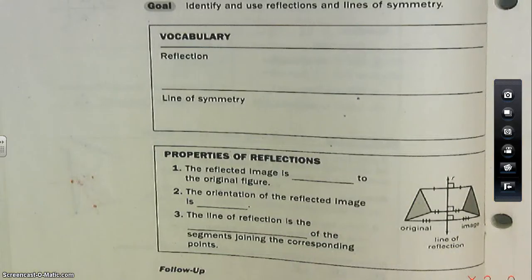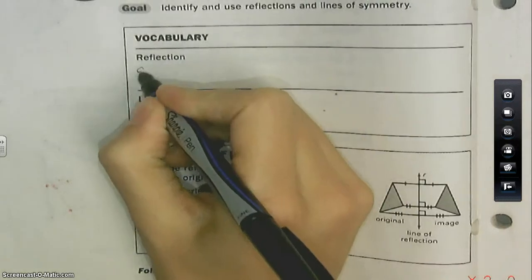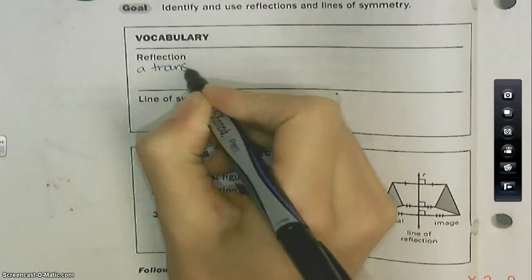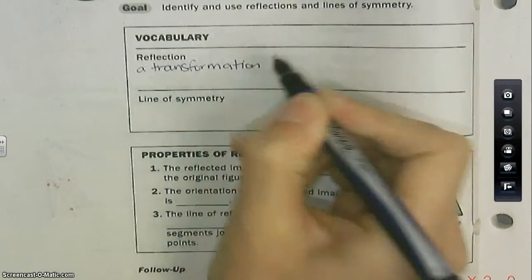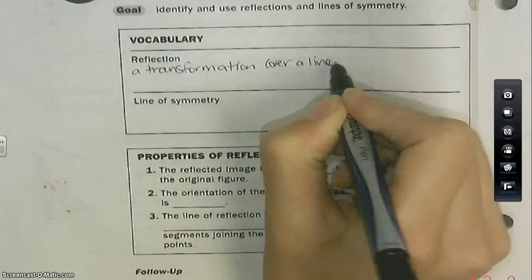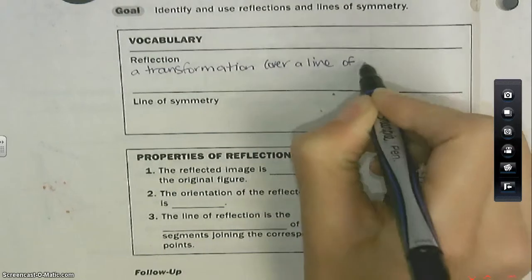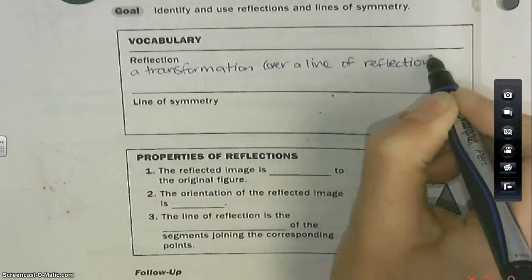The second kind of transformation we're going to learn about here is reflection. We just learned translation, and translation is a slide. Now we're learning reflection. So a reflection is a transformation over a line of reflection that creates a mirror image.